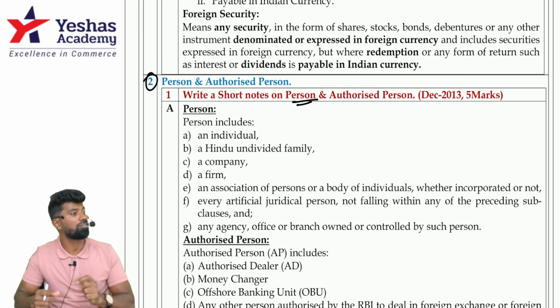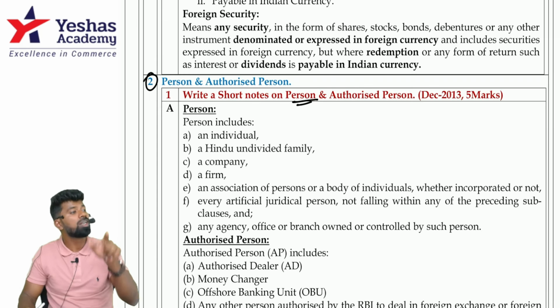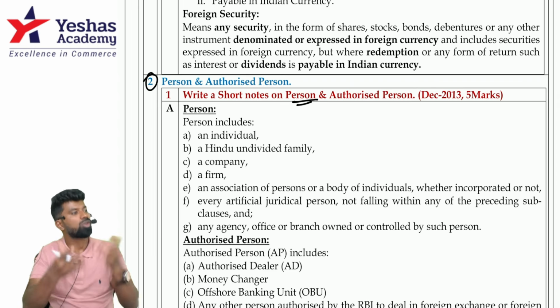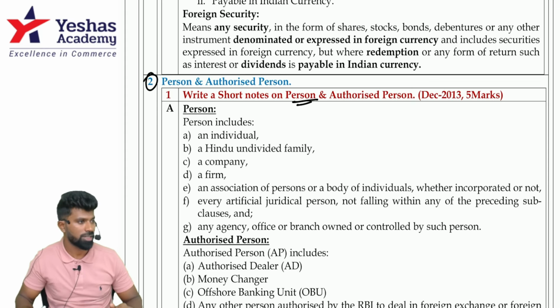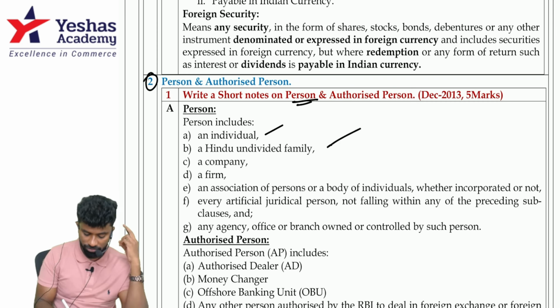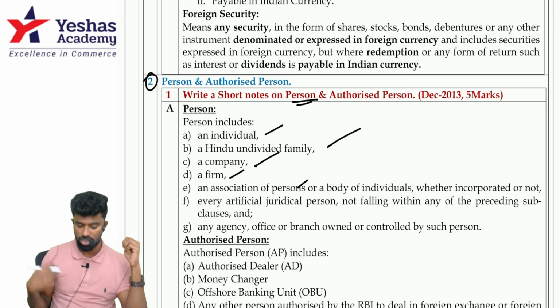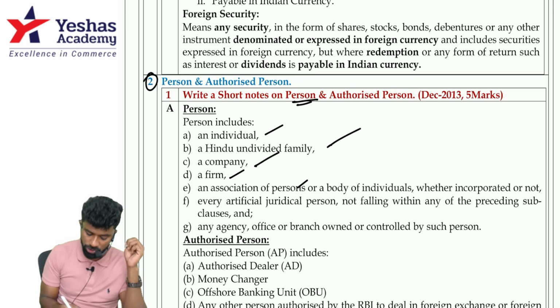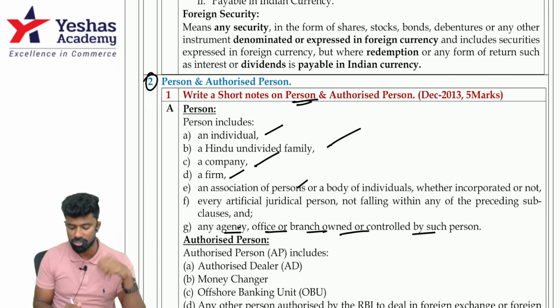What is the one more question? Definition of person. I have not included that in the revision notes, because it's a common definition, there is even in the income tax. So who is a person? Person includes individual, HUF, company, firm, association of persons or body of individuals, or any agency, office or a branch owned or controlled by such person.